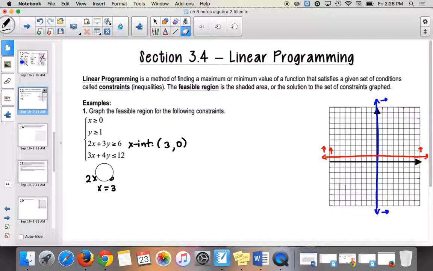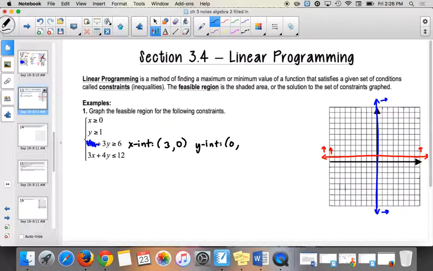And when I do the same thing, if I'm trying to cover up the x, what do I get for the y-intercept? I get 0 for x, and when I plug in 0 for x, I get y equals 2. Are we all good there? So we're going to have 3, 0, and 0, 2, and we draw a line. You guys can use your ruler or whatever.